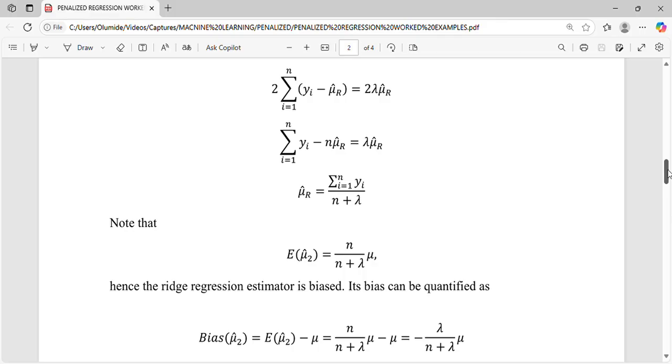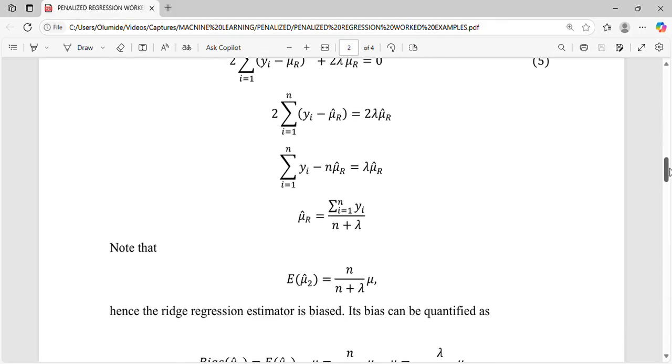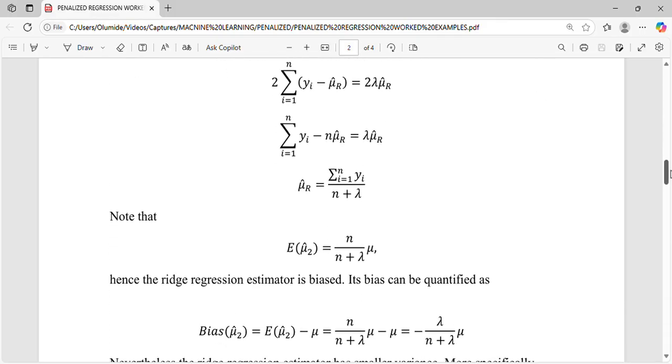We can do this mathematically and see what we are going to obtain. The expectation of mu 2, which is actually mu ridge, is equal to n over n plus lambda multiplied by our mu. We can see that the ridge regression estimator is biased because the left hand side is not equal to mu, which is what should hold for an unbiased estimator. Now this one is actually biased.